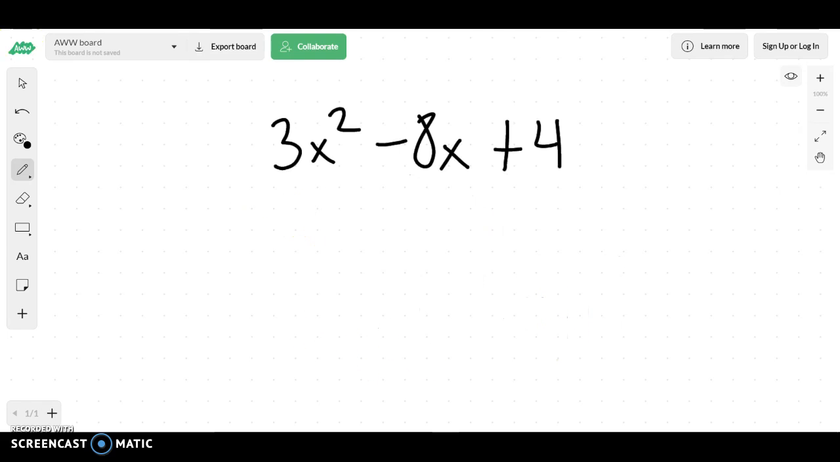Let's try another. If you remember this type, this is the type where we can't divide anything out because this number doesn't divide everything, and now we have 3 terms. It's always easier if this had 4 terms.